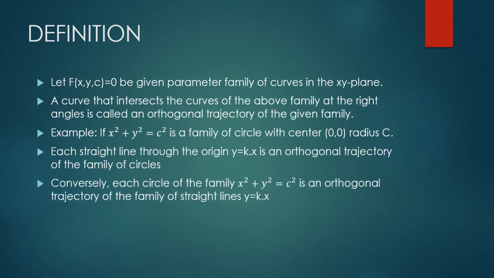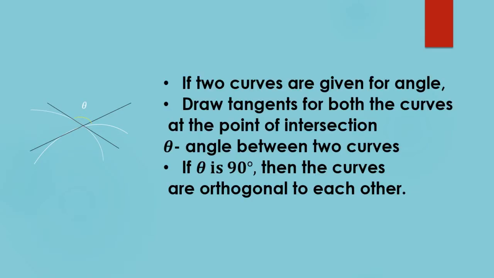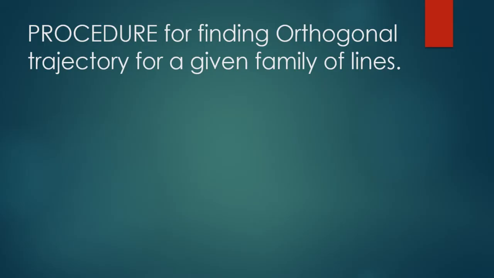Now conversely, if we are given a family of straight lines, that is y equals to kx, then each circle of the family x square plus y square equals c square is an orthogonal trajectory. And now showing it graphically, we are given two curves. The first thing is to draw tangents to both the curves, and then we find the angle between them, which is theta, and if theta is 90 degrees, then the curves are orthogonal trajectories.